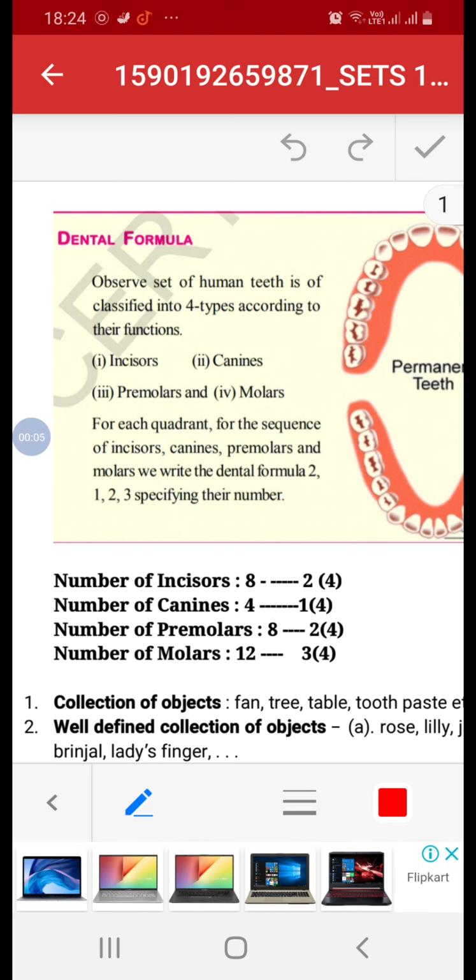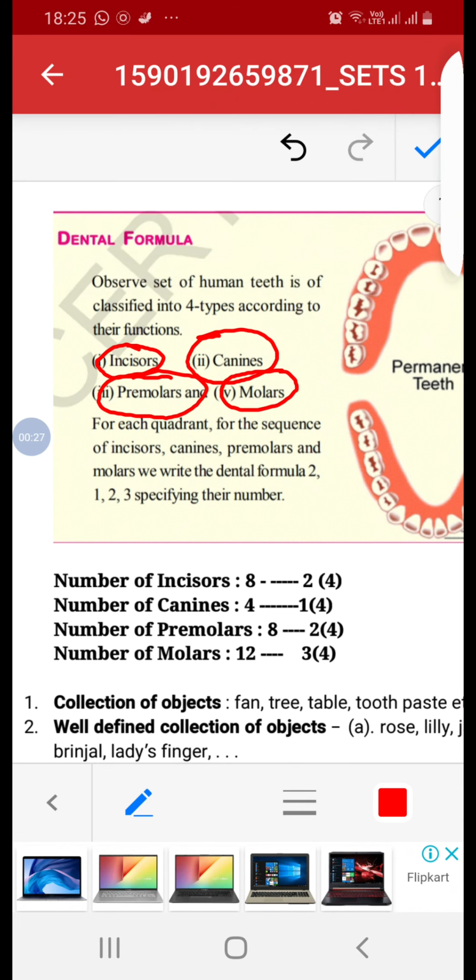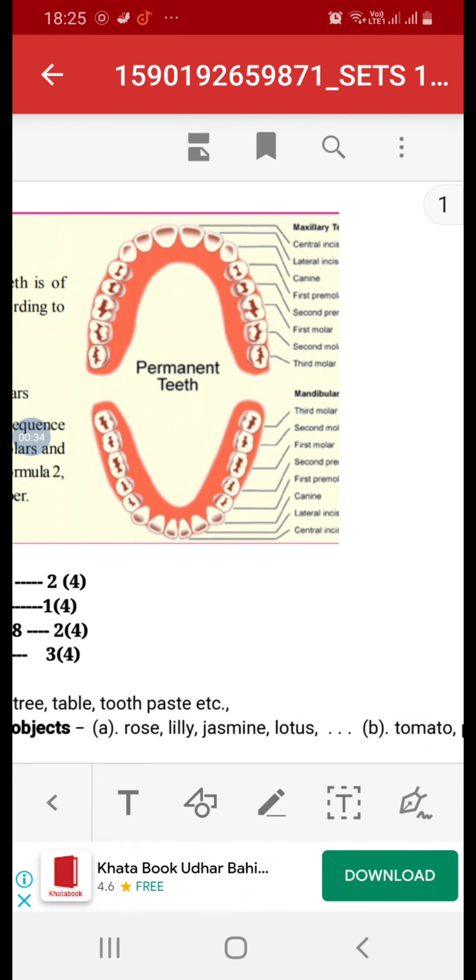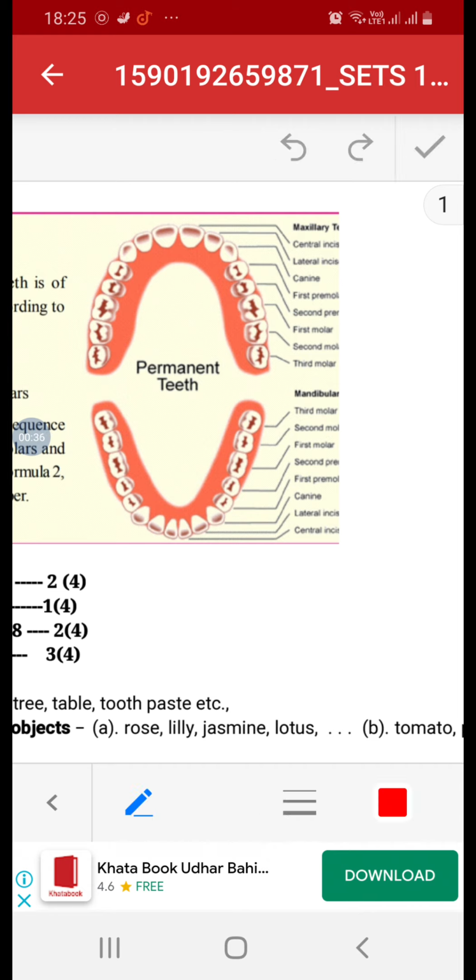Dental formula. The set of human teeth is classified into 4 types according to their functions. The first one is incisors, the second is canines, the third is premolars, and the fourth is molars. Okay, next let us see the tooth set.